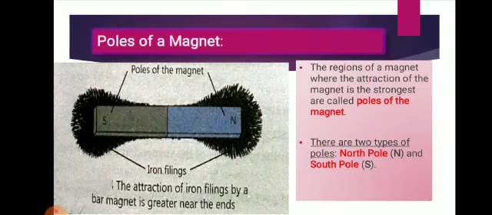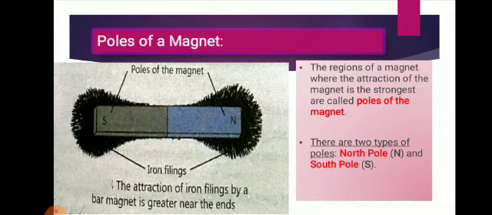Now about poles of a magnet. What do poles refer to? If a bar magnet is put into a heap of iron filings, then the iron filings will cling to it and stick to it. The maximum amount of iron filings stick to the ends of the bar magnet. See in the figure. This shows that the force of attraction of a magnet is strongest near the ends of the magnet. The two ends of the bar magnet are called poles of the magnet.